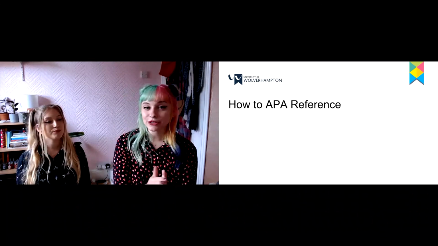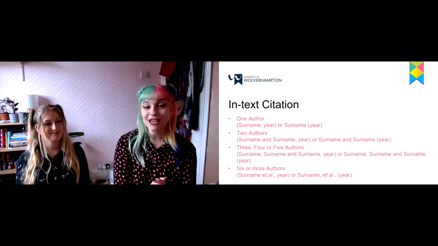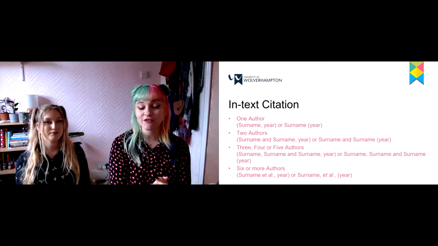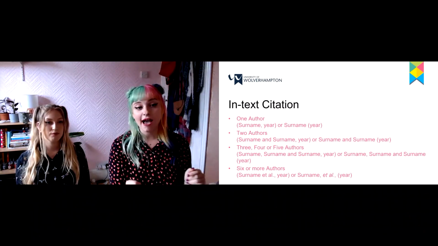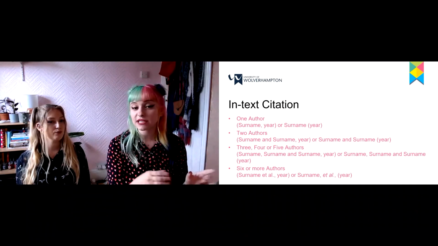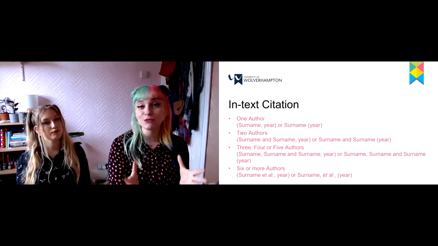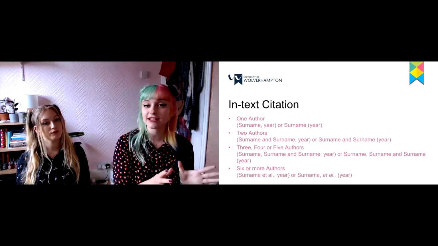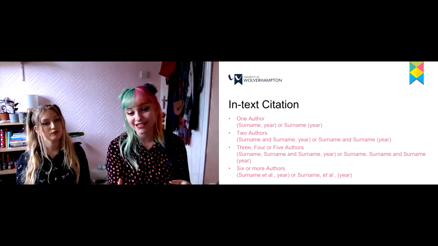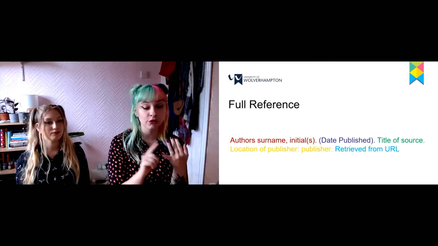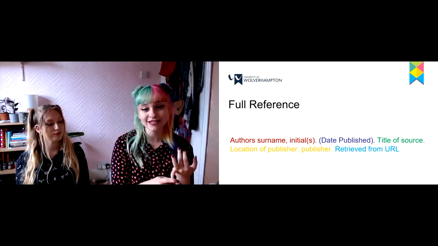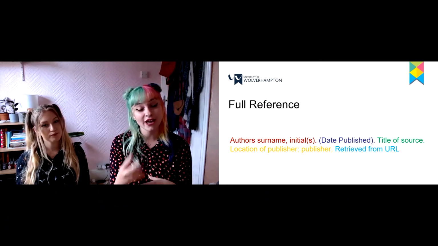So firstly, we're going to cover how to do APA reference. So for the in-text citation, if there's one author, you just simply state the surname of the author and the year. And with two authors, you do both surnames and the year. However, if there's 6 or more authors, you do the surname et al., which means and others, and also the year. For the full reference, you want to include things such as the full surnames of the authors and also the initial of their first and middle name.